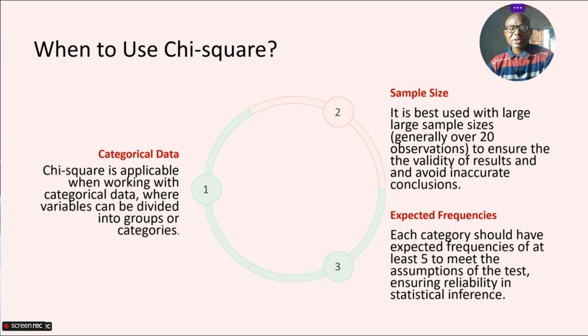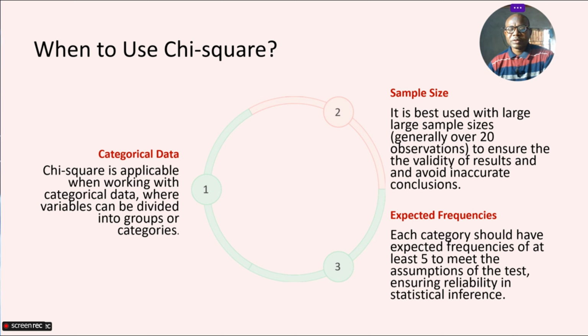Now, there's an important assumption that we must bear in mind when we use the chi-square statistics. Number one, the sample size must be generally more than 20. The statistics gives more valid results or more accurate results when we are dealing with a large sample size. If you apply it for a small sample, you may end up with an inaccurate conclusion.